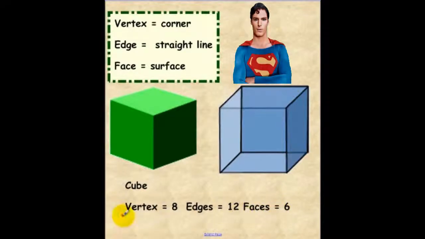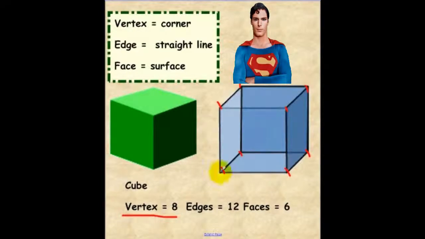Well, let's see what we're talking about. I'm going to draw a red line to illustrate the 8 corners. So we have 1, 2, 3, 4, 5, 6, 7, and 8. Sometimes it's easier to see on the solid.